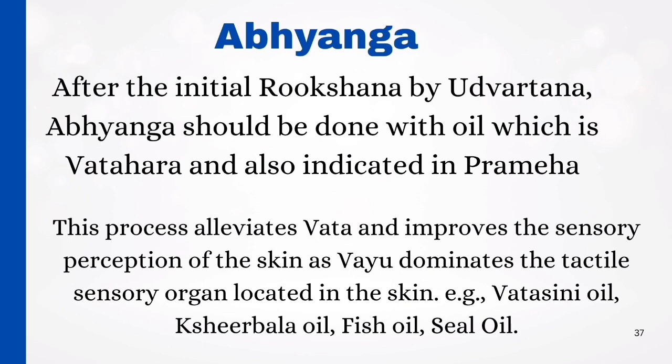Abhyanga. After the initial Rukshana by Udvartana, Abhyanga should be done with oil which is Vatahara and also indicated in Prameha. This process alleviates Vata and improves the sensory perception of the skin, as Vayu dominates the tactile sensory organ located in skin. Examples: Kshirabala Taila, Mahanarayana Taila, Dhanvantara Taila, etc.